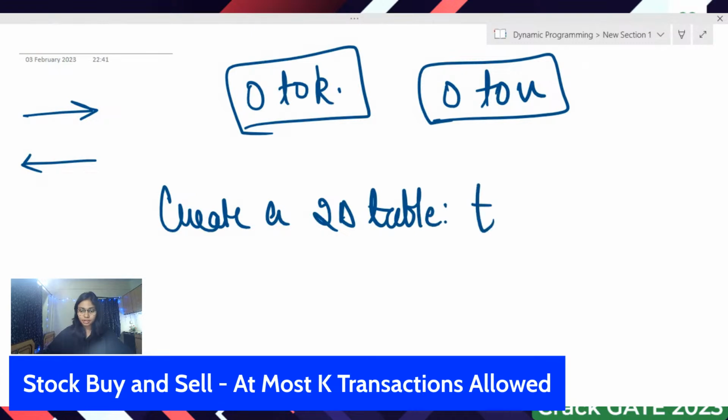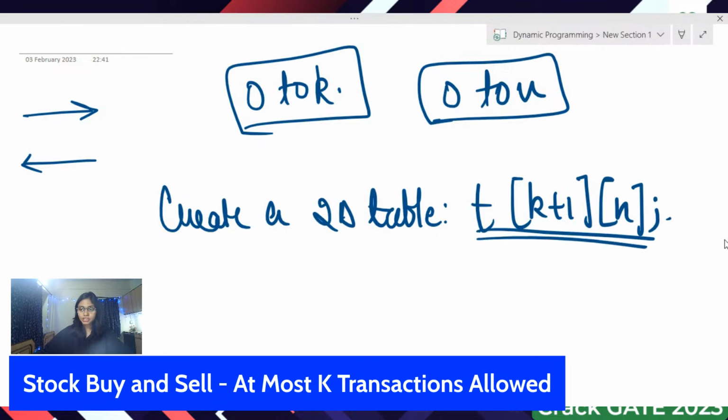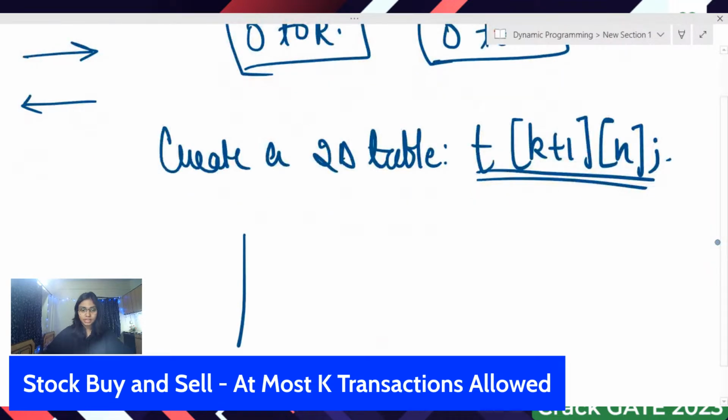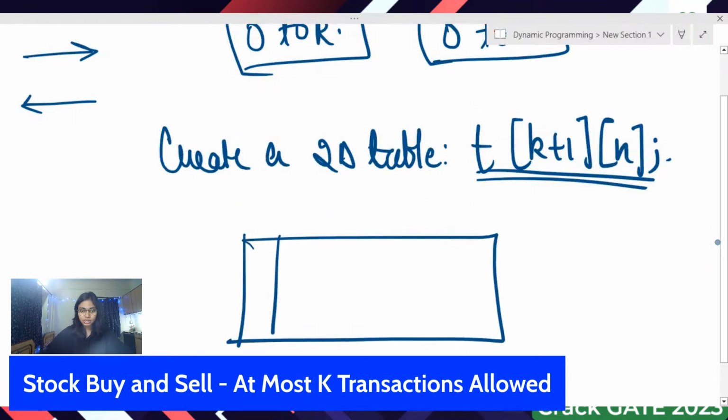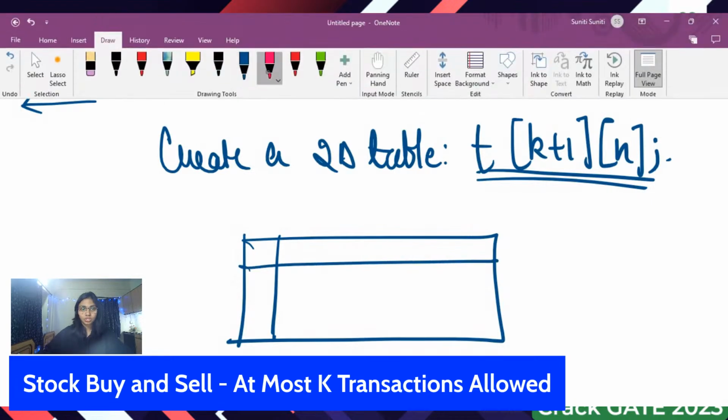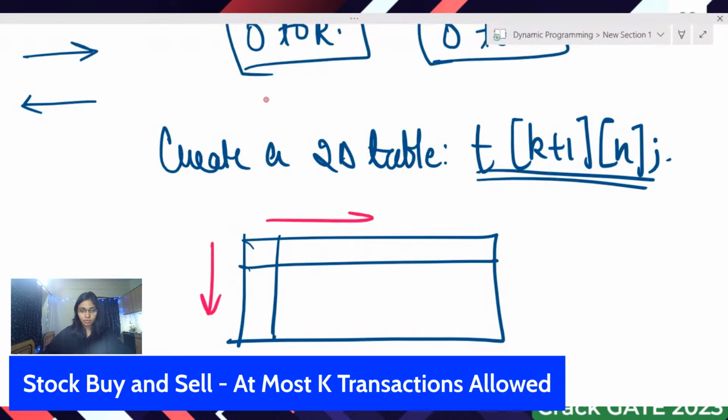Let us name it T, and you can create it as K plus 1 by N. So what are the dimensions of this table? If I draw this table, the dimensions of this table are what? This is the row, that is the number of transactions.